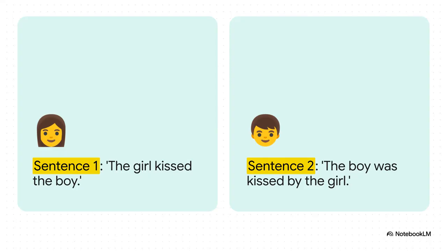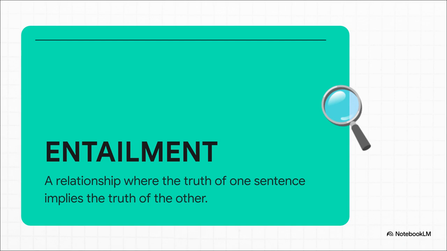Check this out. The girl kissed the boy, and the boy was kissed by the girl. These are paraphrases. One is in the active voice, one is in the passive voice, but the underlying proposition, the core idea of a girl, a boy, and a kiss is exactly the same. That's why Harry took out the garbage and Harry took the garbage out mean the same thing. They're just paraphrases of each other. But there's another crucial relationship.